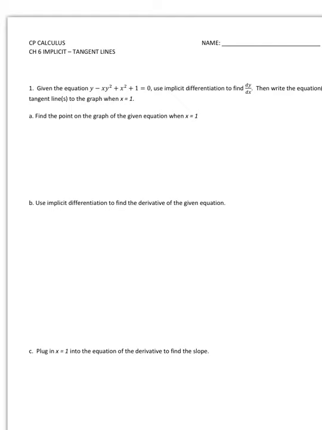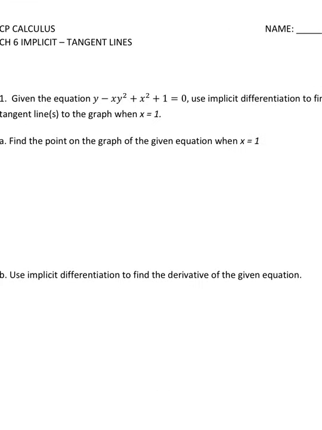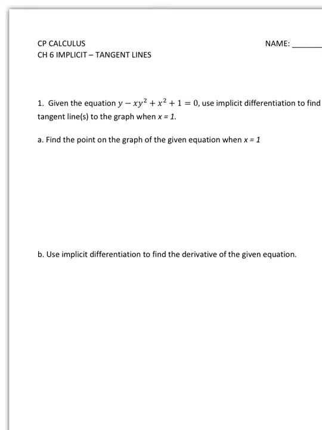Okay, hi everybody. This is using implicit differentiation to actually write equations of a tangent line. So we're going to look at example number 1. If you notice, we have y minus xy squared plus x squared plus 1 is equal to 0. So we are going to use this with implicit differentiation to write that tangent line.